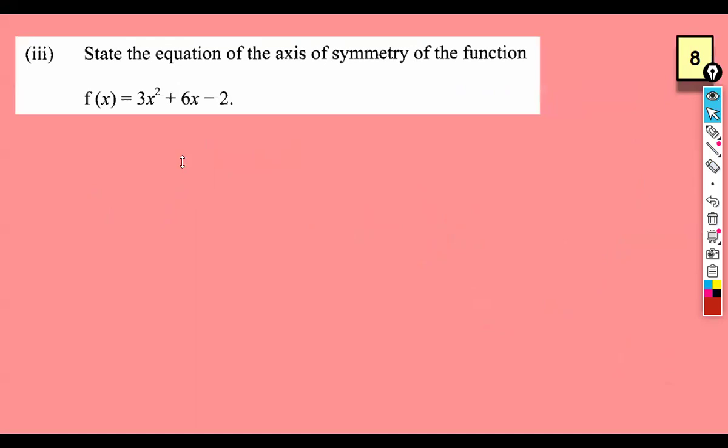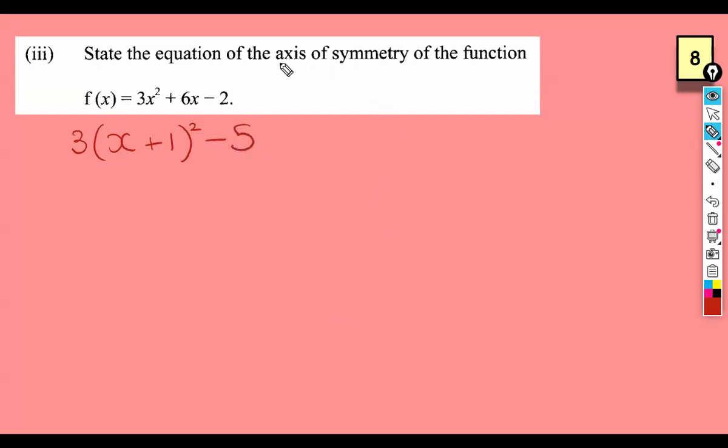State the equation of the axis of symmetry, right? I gave you all this one. Nobody's supposed to get this one wrong. We had a big discussion about this. Let me write this in blue text. I think this was it.